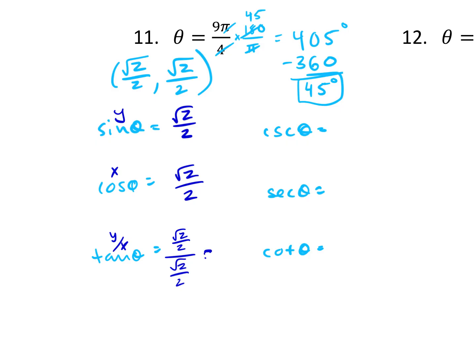When we keep change flip, what do we get? If I divide the same thing by itself, what is it? 1. Perfect. Now we can find our reciprocal function. So we get 2 over square root 2, which we have to rationalize. So 2 square root 2 over 2 simplifies to just square root 2. Here we have the same thing, 2 over square root 2. When we rationalize, we're going to get the same answer, square root 2. And then cotangent, when we flip tangent, would also be 1.